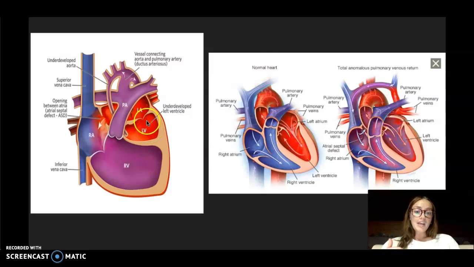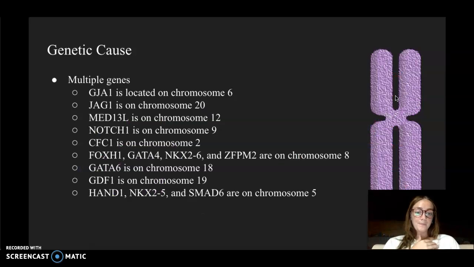And then this is the total anomalous pulmonary venous return, where the pulmonary veins are coming back to the left atrium to be pushed through the aorta after the blood is oxygenated, but instead of returning there, it goes back into the right atrium and right ventricle instead of the left, and then that deoxygenated blood goes through the aorta.